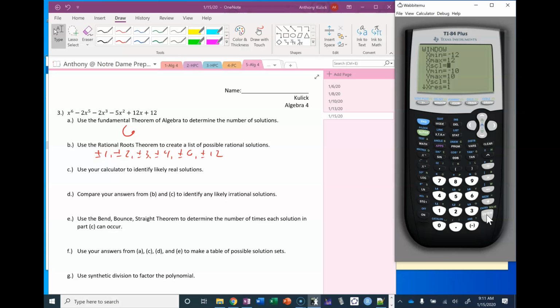So I typed in my polynomial, and I set my window to -12 and +12. Those are the biggest and smallest numbers from my list that I just wrote down there. And I'm going to hit graph.